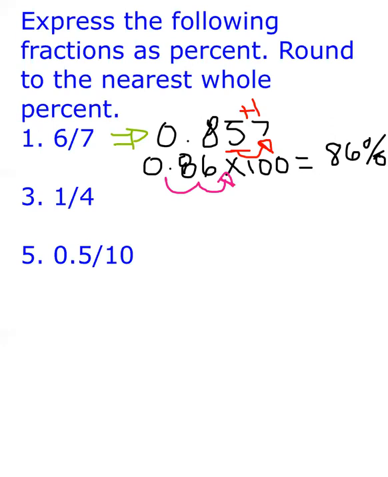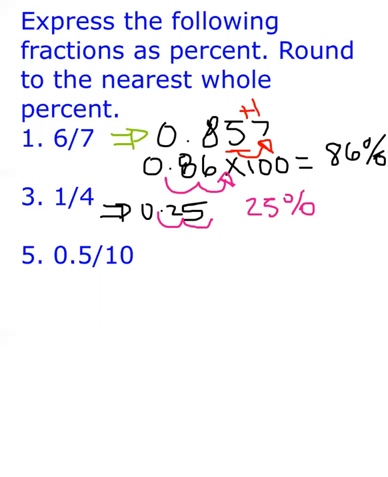So let's do number 3. If I plug 1/4 into the calculator, I get 0.25. Okay, and if I want to do it just by what we've learned and move our decimals 2 spaces to the right, because we're converting decimal to percent, that would give us 25%.